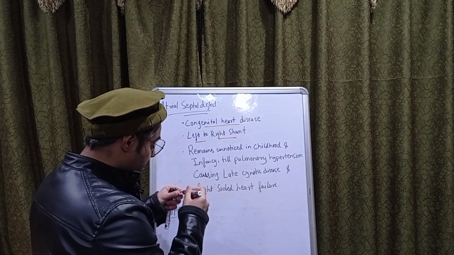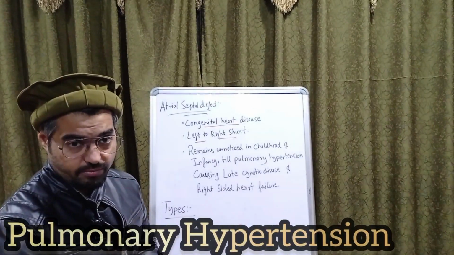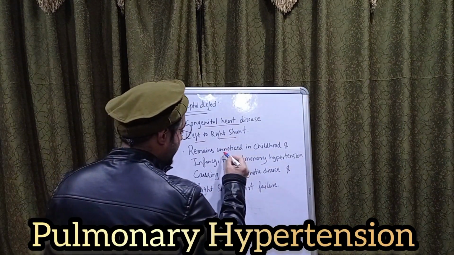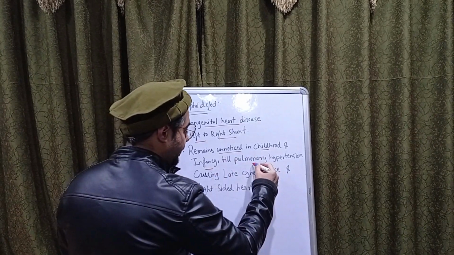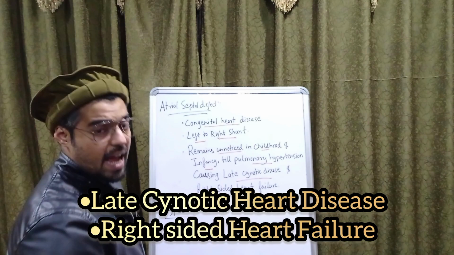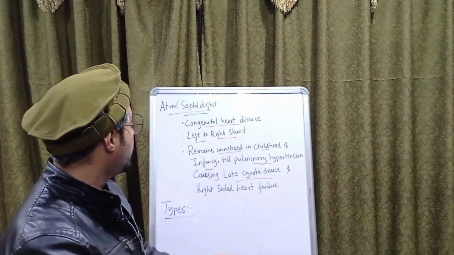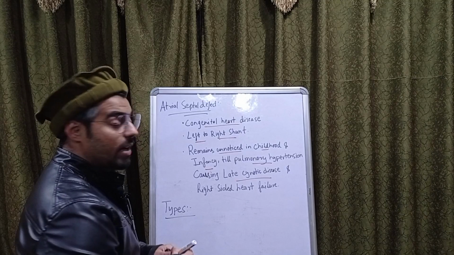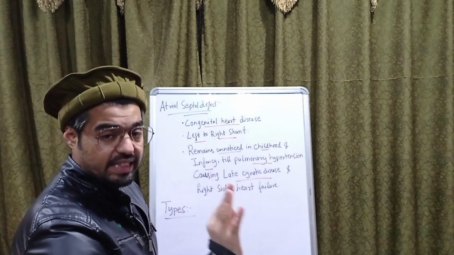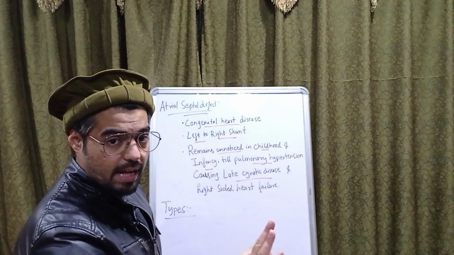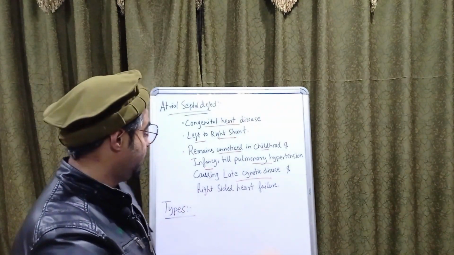Next, it remains mostly unnoticed in childhood and infancy until it causes pulmonary hypertension, which may cause late cyanotic heart disease as well as right sided heart failure. Please note this point, it's a very important feature in atrial septal defect. It remains unnoticed in childhood and infancy till the appearance of pulmonary hypertension, which causes late cyanotic heart disease and right sided heart failure.